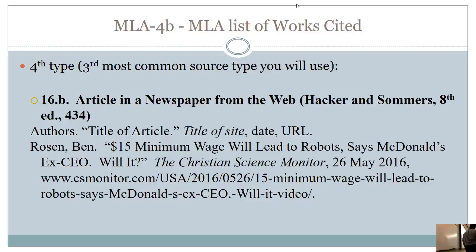So an article in a newspaper from the web, which is the third most common source I think you will use. It usually has the authors, the title of the article, the title of the site, the date, and the URL. So you can see Ben Rosen wrote, $15 minimum wage will lead to robots, says McDonald's ex-CEO, will it? And that comes from the Christian Science Monitor on the 26th of May, 2016. And then there's the URL, which is short enough that it's not that bad, I think. So I let it be included that way.